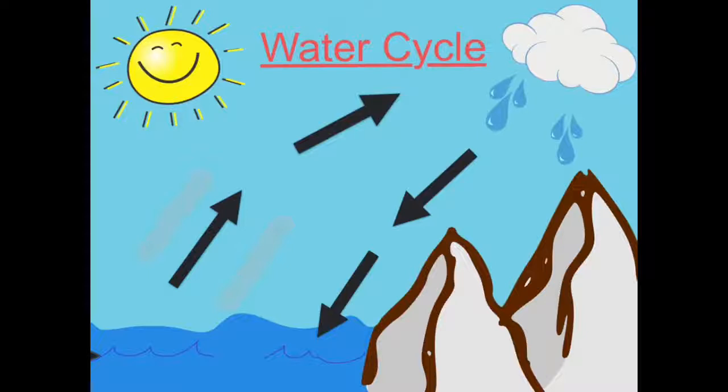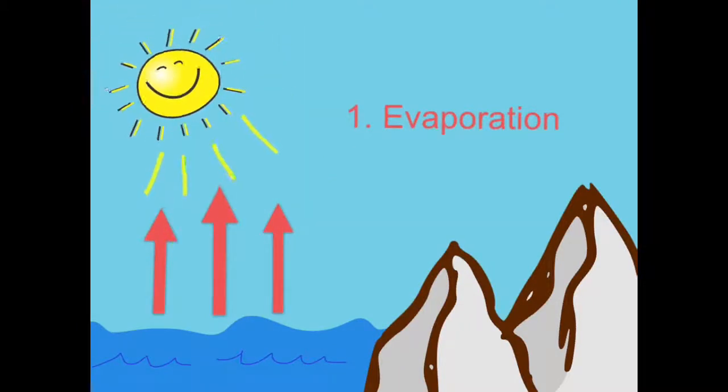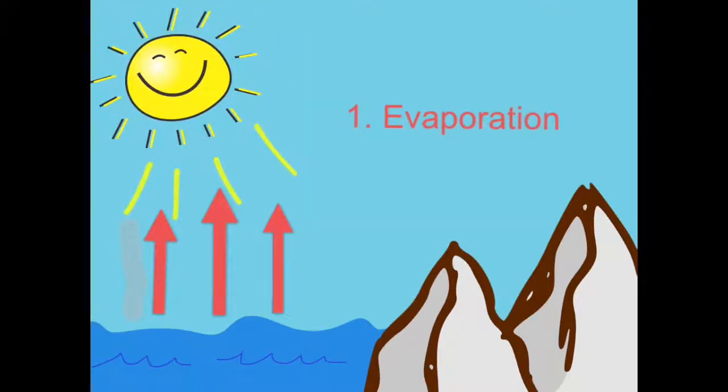There are 4 important steps that make up this process, and they are evaporation, condensation, precipitation, and collection. The first step of the water cycle is called evaporation. Evaporation occurs when the liquid from a body of water is heated up and turns into a water vapor, which is also known as a gas.